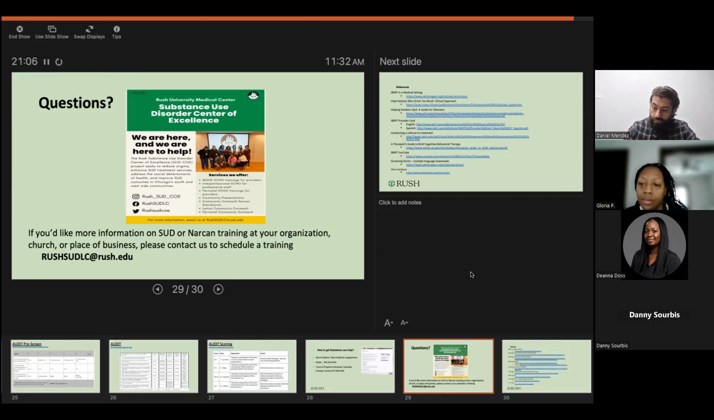Those tools are part of the SBIRT as a whole. So those are the tools that are used for the screening: the NIDA, DAST, and the AUDIT are part of SBIRT. Uh-huh. Oh, okay. Got it. I was just a little confused. Thank you. Oh, no, that's fine.